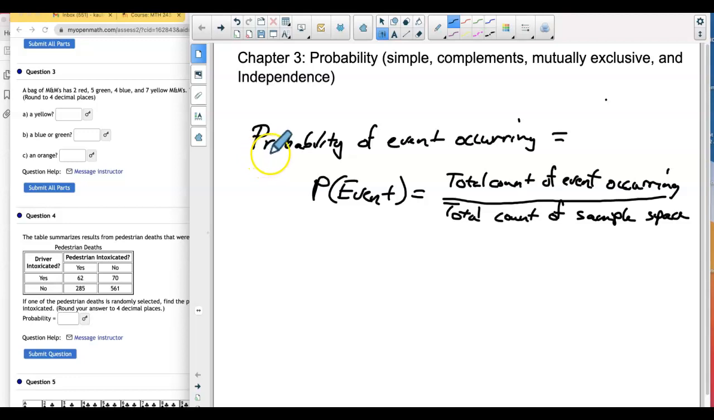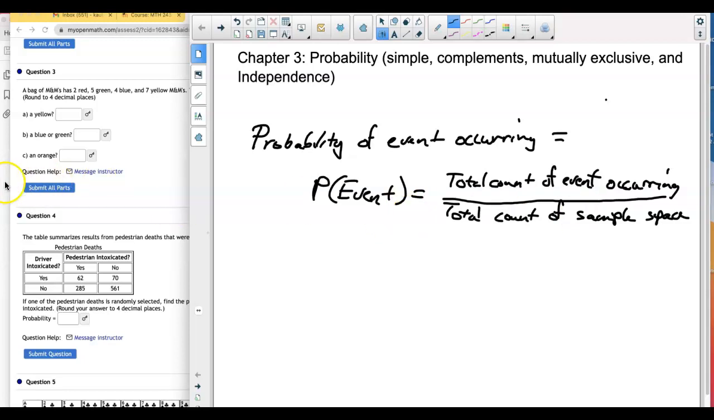The definition of the probability of an event occurring is given by P with whatever that event is in parentheses. That's going to be equal to the total count that event occurs in the numerator and the total count of the sample space in the denominator. That's all of the events that can occur. So we just divide those two numbers and that's going to be our probability, and that's simple probability.